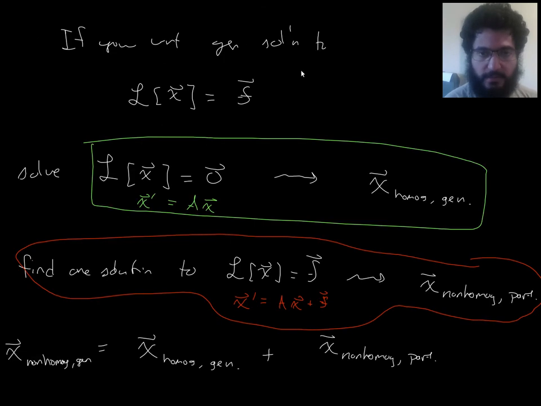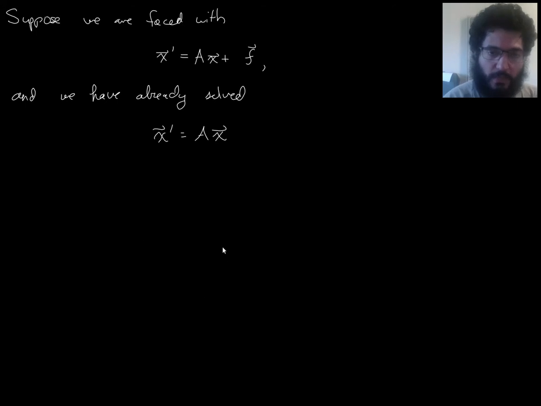So for my schematic back here, we already got this part. We already got x homogeneous general. So we got this. We're still trying to get this. All right, well, if we have already solved this, meaning we got the general solution, that means we got two linearly independent solutions, right? So let's say x1 and x2.